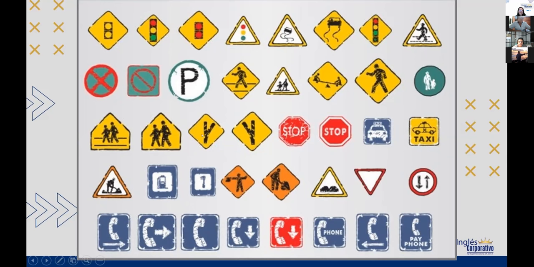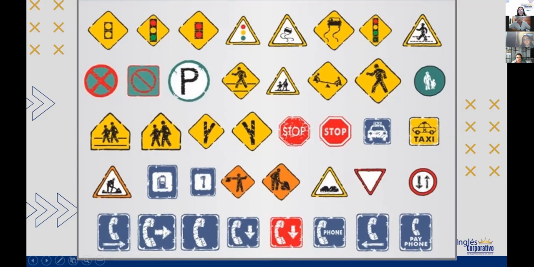This one means children playing. This one means that you can turn right, probably. And then there's the next street where you can turn, where you can go right and left. So this one would be that there's a next entrance, that you can take a right. And the other one, of course, that you can take a left.